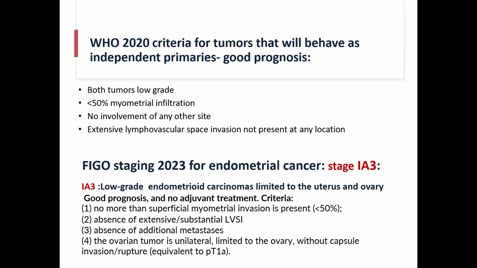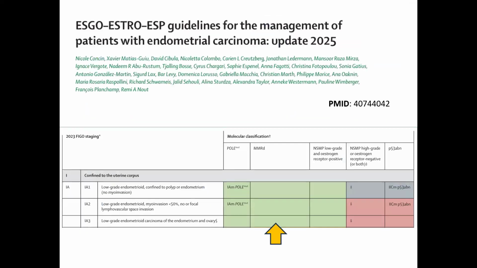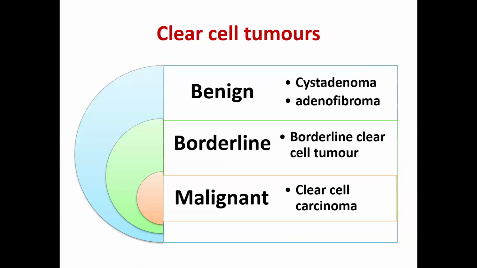But if we don't have molecular classification, we stick to the FIGO staging criteria. If these criteria are present, these tumors will have good prognosis and no adjuvant treatment. If these criteria are not present, we consider it metastatic from the endometrium to the ovary. And the ESTRO-ESP guidelines have some difference from the previous study in that they include the MMR deficient group in the low-risk category. But we'll see these studies will be more validated in clinical trials after that.